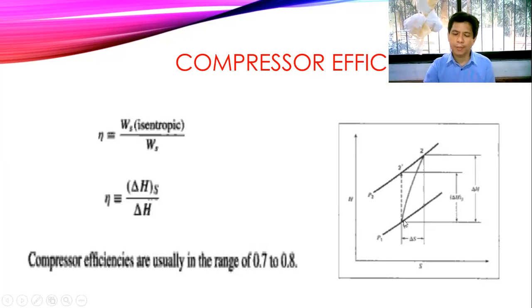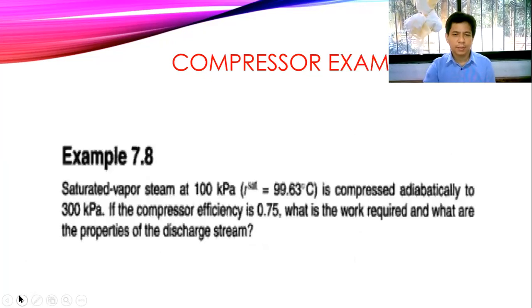Okay, pero syempre, second law of thermodynamics, the entropy of the universe is increasing. So if the entropy increases, as you can see, mas mataas yung actual delta H. So that's why the equation of efficiency is delta Hs, the ideal delta H, divided by the actual delta H. Dapat kasi yung compressor efficiency ay less than 1. Basically, ganun din yung equation nito, kamukha nung sa turbine.